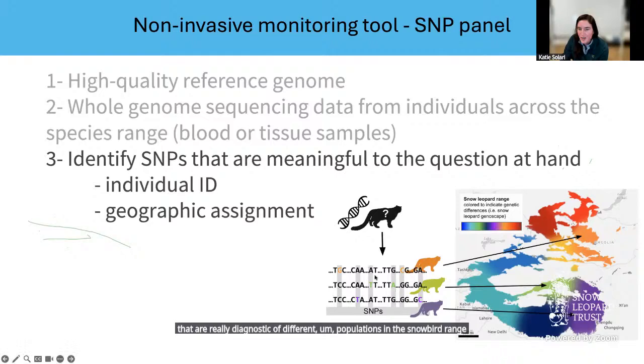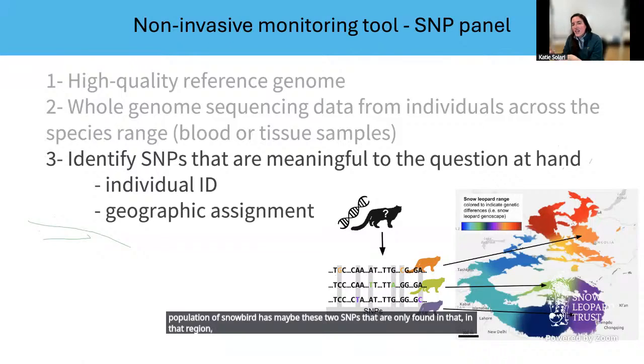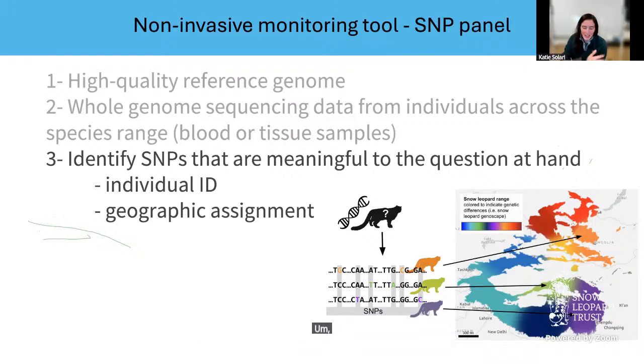So in the cartoon here, I'm showing that this orange population of snow leopard has maybe these two SNPs that are only found in that region, in that orange region. And so if we're able to sequence those two SNPs, we can then say that sample is from that orange region because those orange SNPs are only found in that orange region. So yeah, that's kind of how we go about that part.